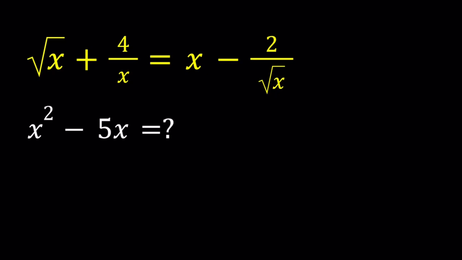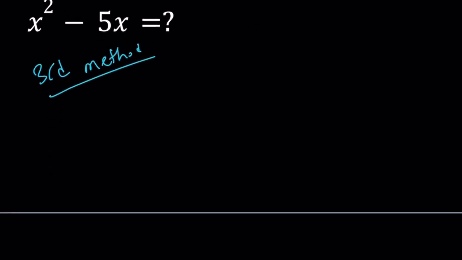So I'll be presenting three methods, even though the third one I'm not going to finish completely. Let's start with the third method first. So here's my third method. Let's make a common denominator, but let me rewrite the original problem first. So this is our equation.